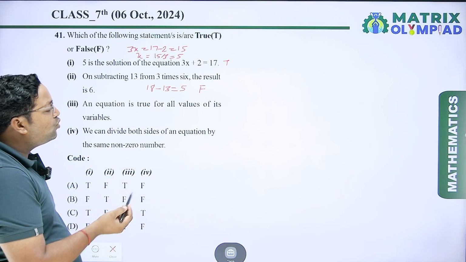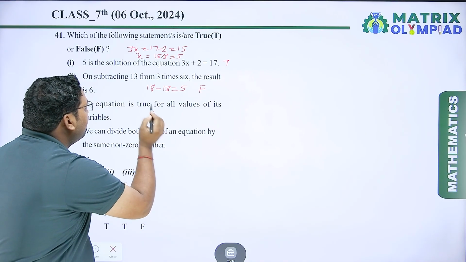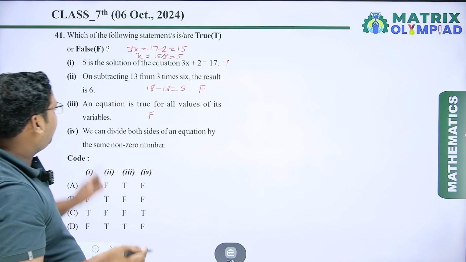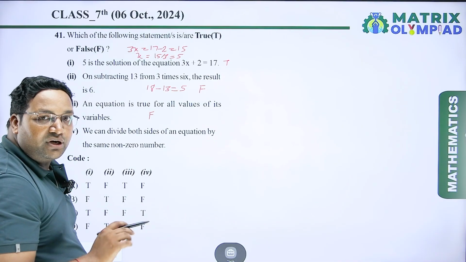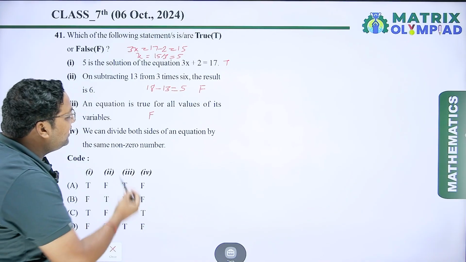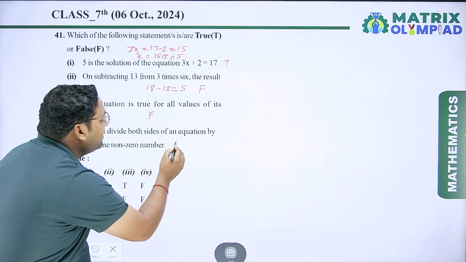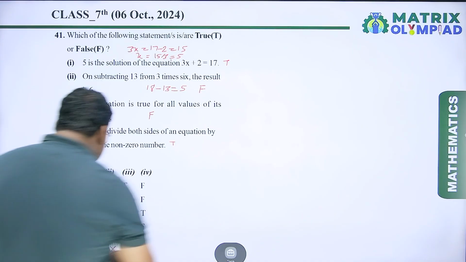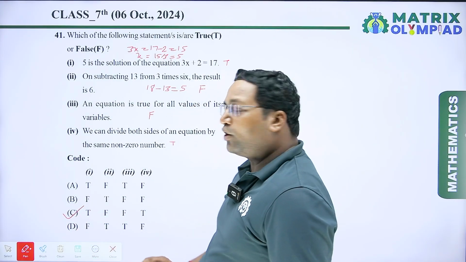Next is, an equation is true for all values of its variables. So it is a false statement, because an equation is not true for all the values of its variable. If it were given as an identity, then it would be a true statement, but it is given for an equation, so it is not correct. Next, we can divide both sides of an equation by the same non-zero number. So it is a correct statement. So it is true. So the right option is TFFT, which is option number C. So the correct option is C.